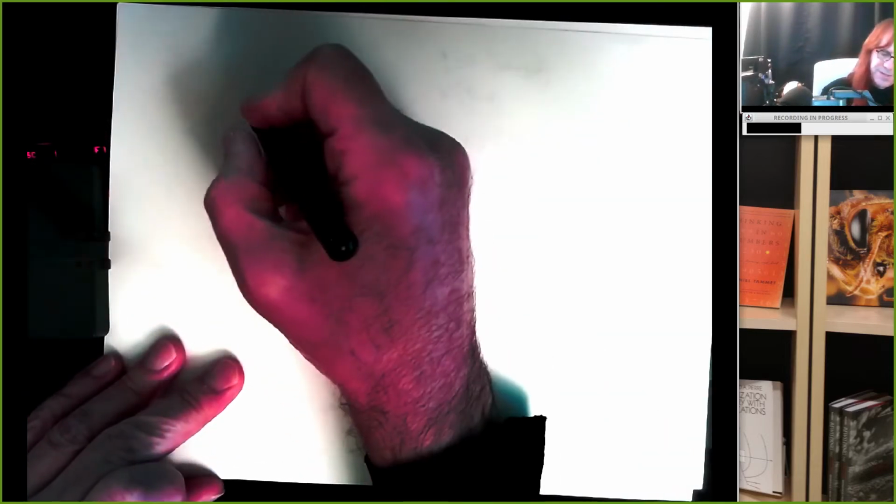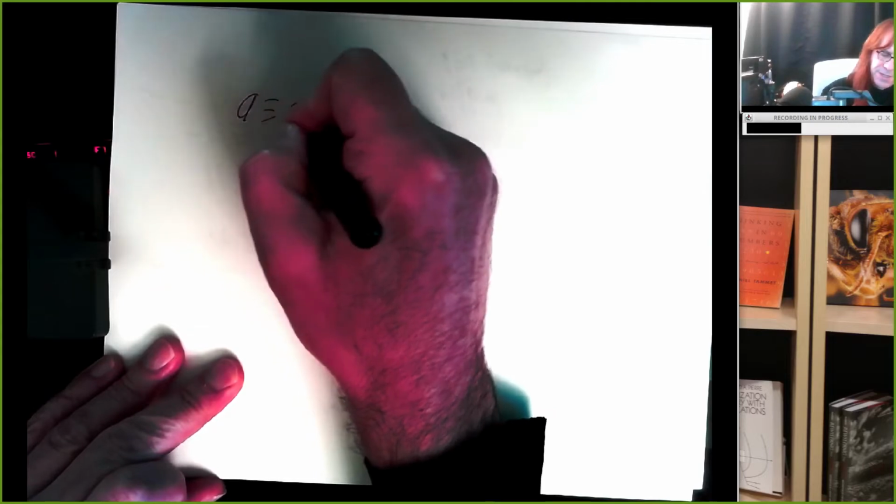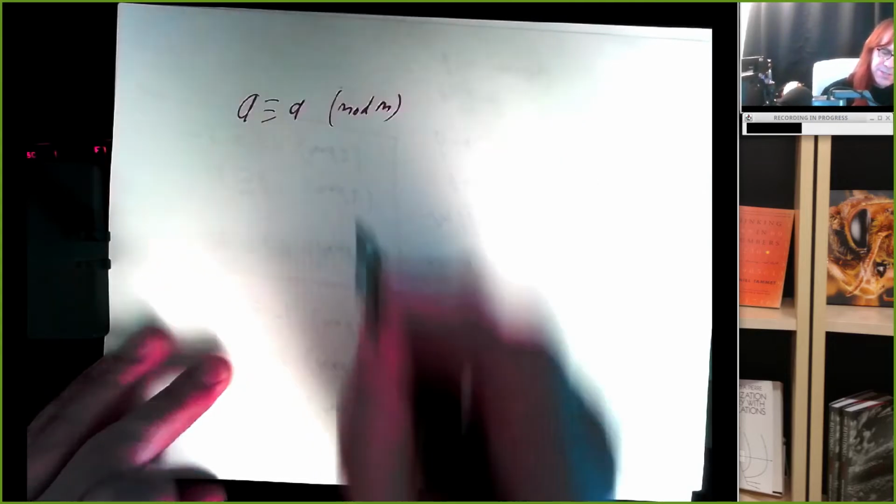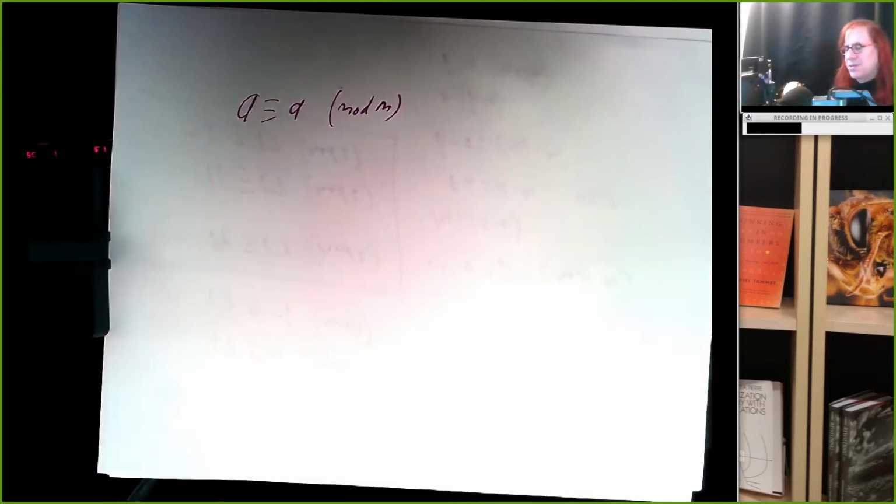Can you prove that for any integer a, a is congruent to itself modulo m? Is that a hard thing to show? What's this m? Is it just any number? Any positive integer. Okay. So what do you think? Is every number congruent to itself? I want to say yes. Yeah, say it.